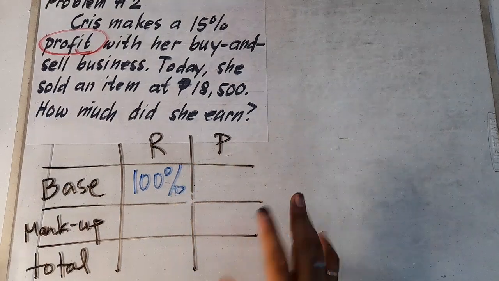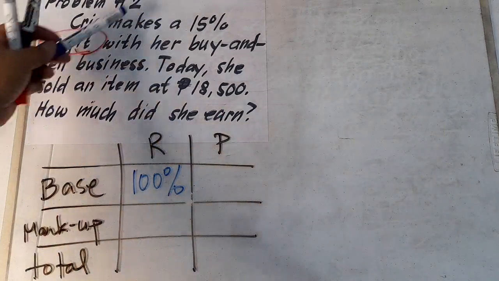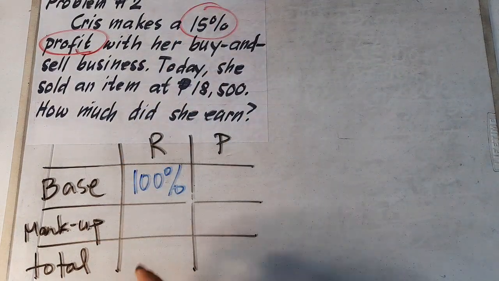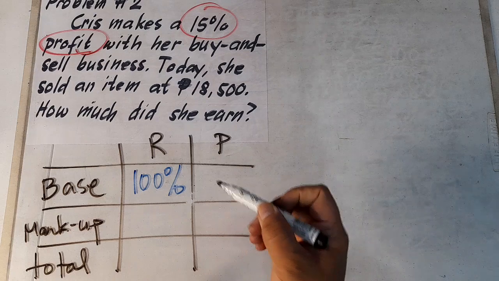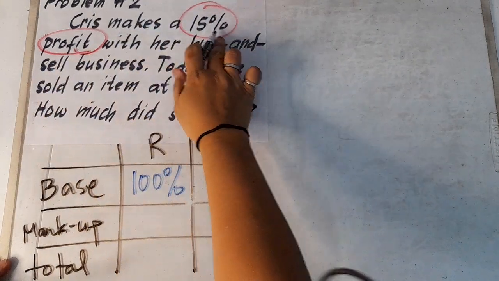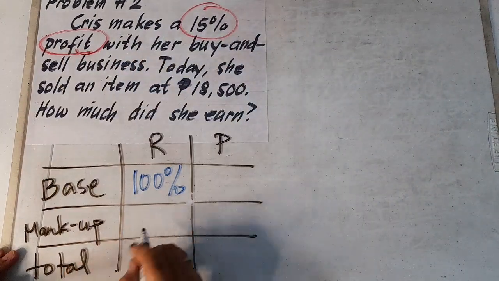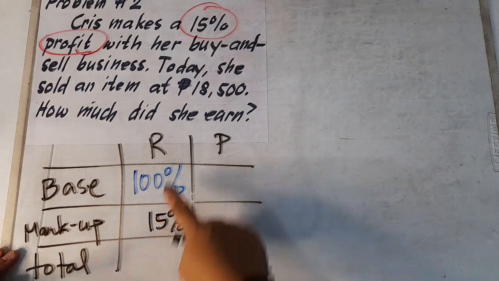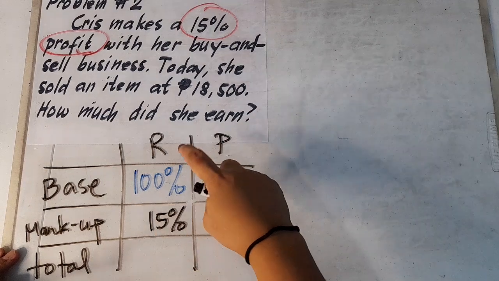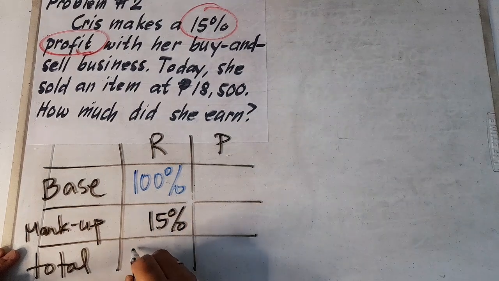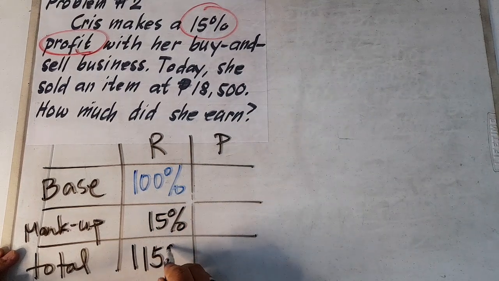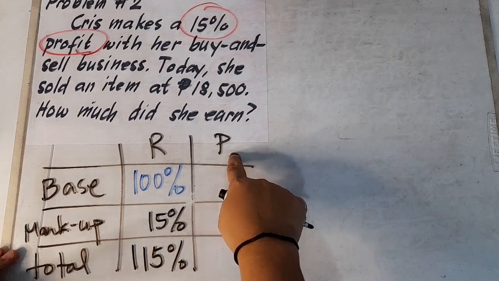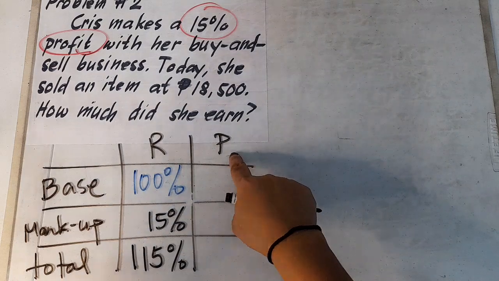Now, let's move on with our problem. Chris makes a 15% profit. 15% is rate dahil may percent symbol. So, ilalagay natin yan. Profit daw yan. 15% profit, it's a markup. So, that's 15. Okay? Anong ilalabas natin dito? I-add natin yung dalawa. So, 100 plus 15 is 115%. Okay? Then, let's move on to our percentage column.